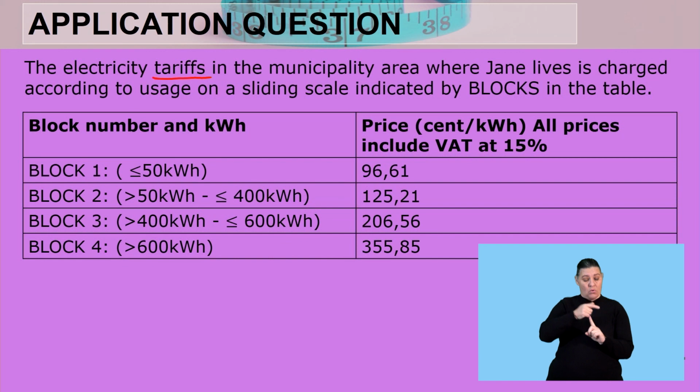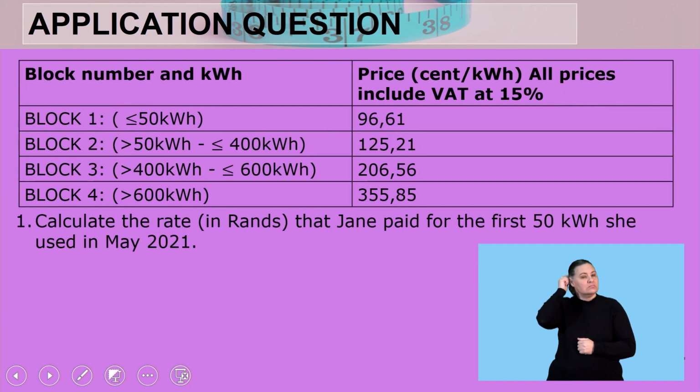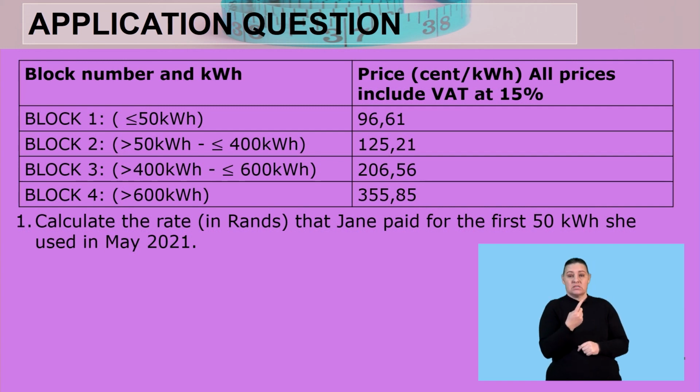So, the electricity tariffs. Okay, tariff time. In the municipality area where Jane lives is charged according to the usage on a sliding scale indicated by blocks in this table. All right, so looking at this, we've got to look at block 1, block 2, block 3, block 4, and we've got to figure out our sliding scale. So, in this case, add some nice straight lines there. Before we do that, let's just get that one out. All right, that's better.